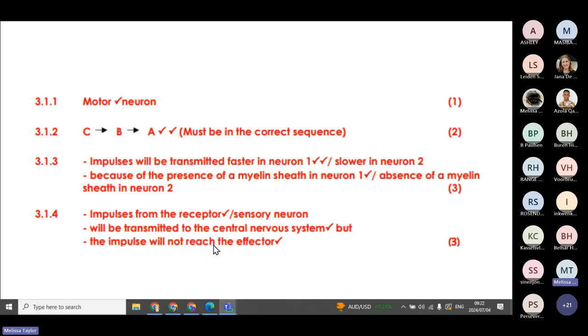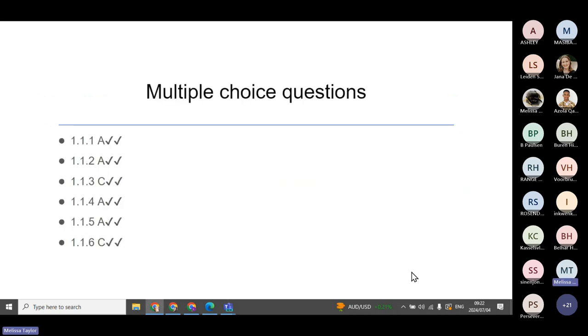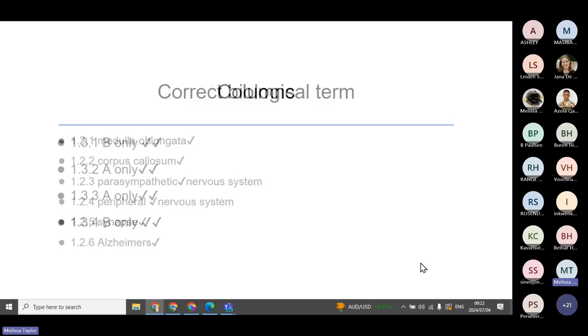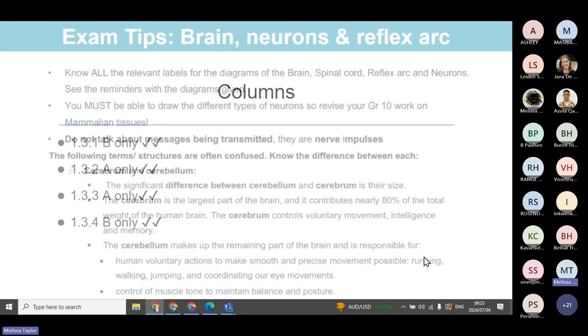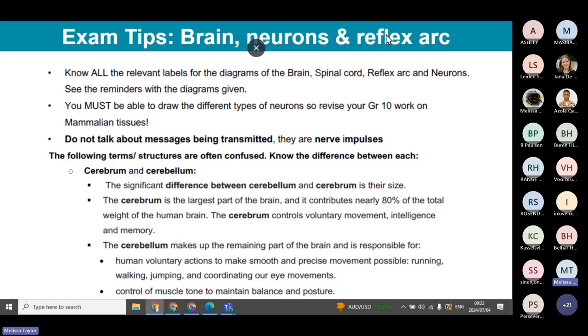But the impulse will not reach the effector, because the effector, the motor neuron going to the effector, was damaged. Okay, the "was damaged" part was in the question, so you don't need to repeat it in the answer. Now I'm going to quickly go through these. These are my answers to those ones, but I'm going to come back to those.